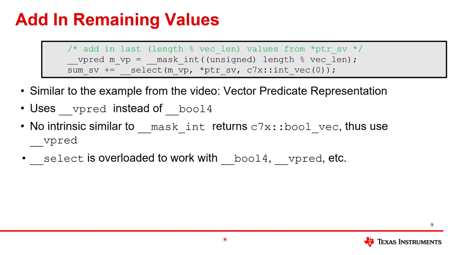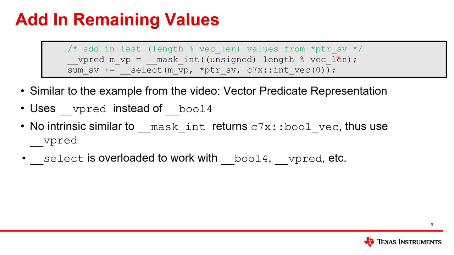Now the main loop is over. It is time to add in the remaining values. And this comment does a good summary of talking about what happens here. Okay, add in the last length mod veclen values from pointer SV.